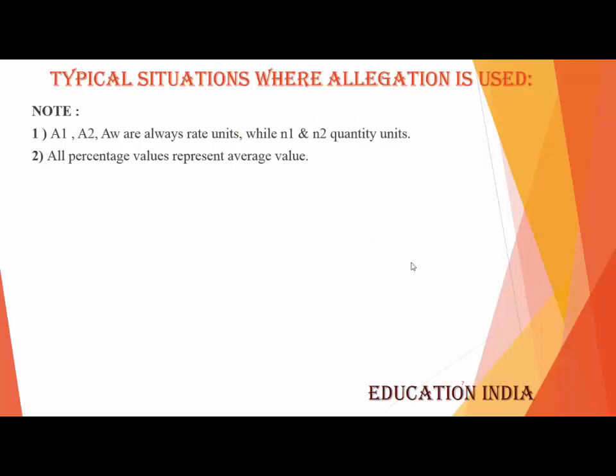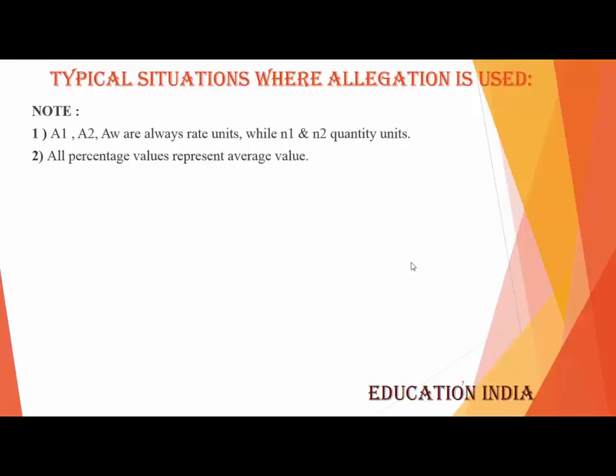Two points you should always keep in your mind to distinguish A1, A2 with N1 and N2. The first one is A1, A2, AW are always the rate units, while N1 and N2 are always the quantity units. That is, A1, A2 represent the price and N1, N2 represent the quantity of the part. Second point is all the percentage values, they represent average value.